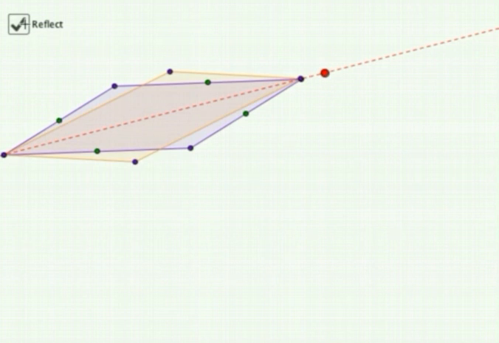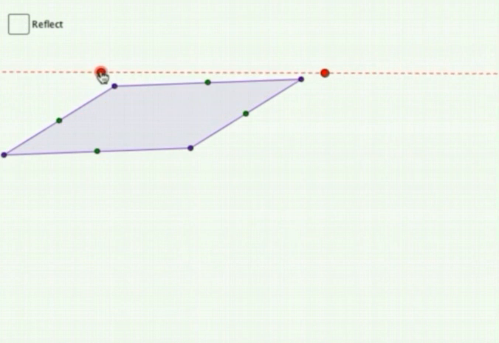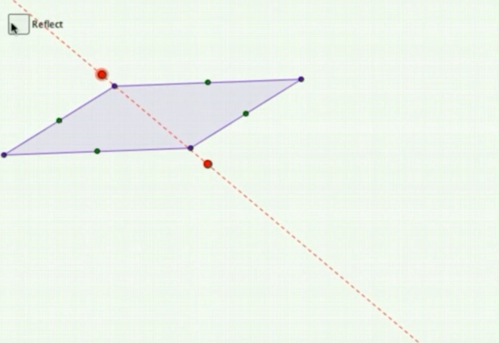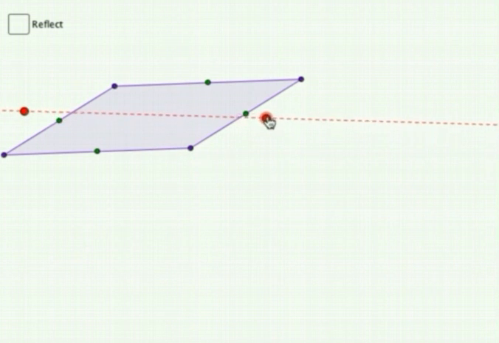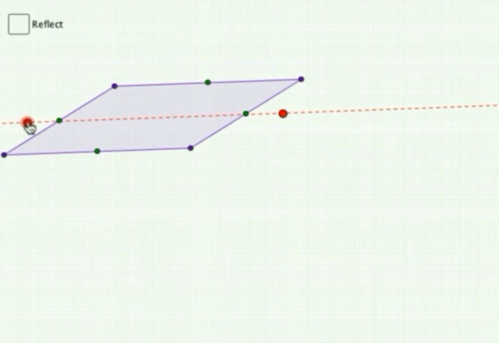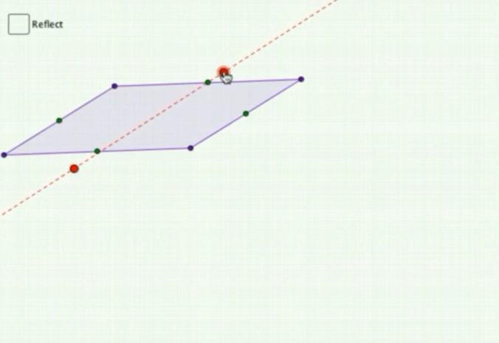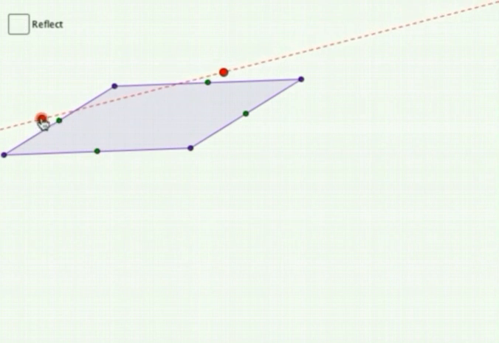And surprisingly, it doesn't. So what if we go from this vertex to this vertex? Let's try it. Not even close. It's cool, but that's not a line of symmetry. What if we try going from midpoint to midpoint? Like that. Do you think that'll work? Nope. What if we go from this midpoint to this midpoint, like so? Nope. Doesn't work. I don't really know what else I would try at this point.